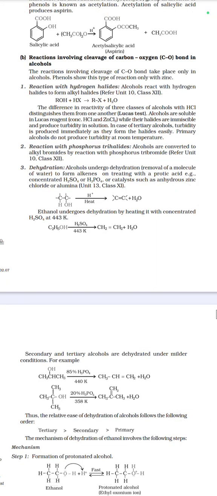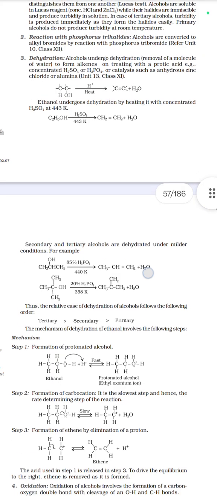Reaction with phosphorus trihalide. Alcohols are converted to alkyl bromide by reaction with phosphorus tribromide. Refer Unit 10, Class 12.